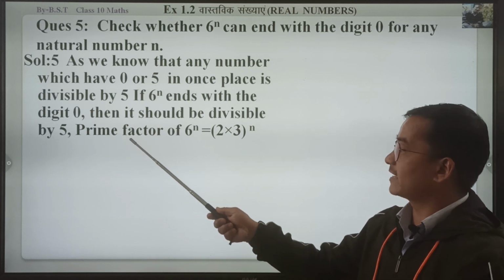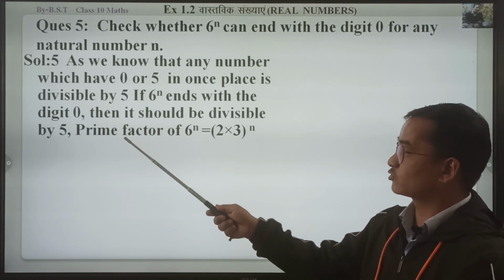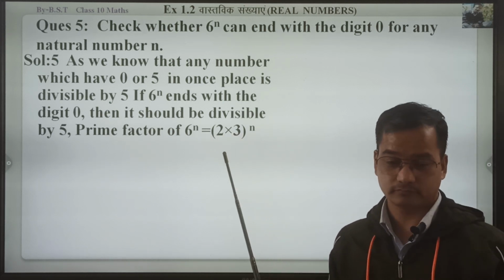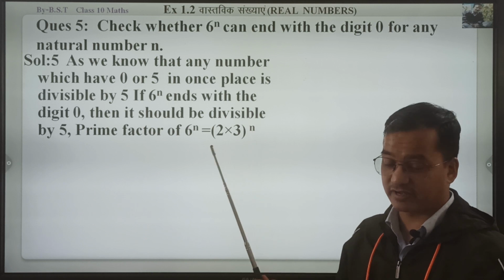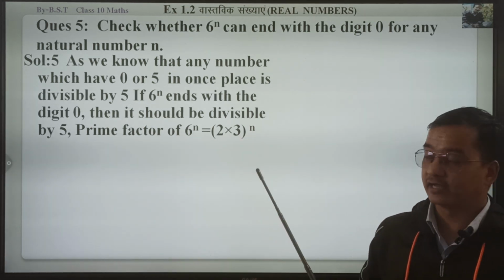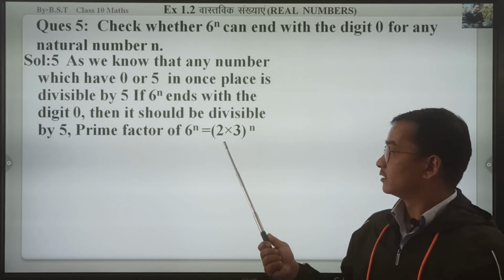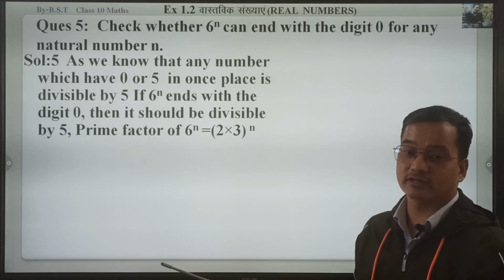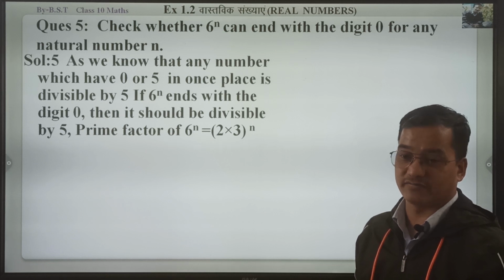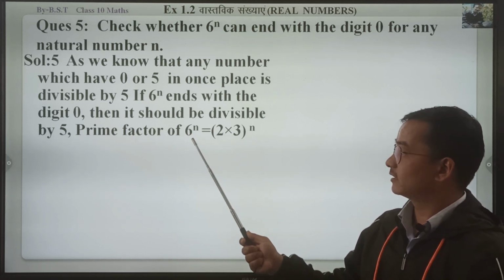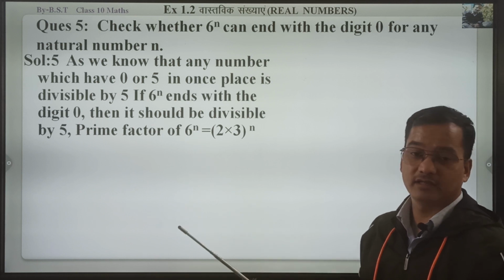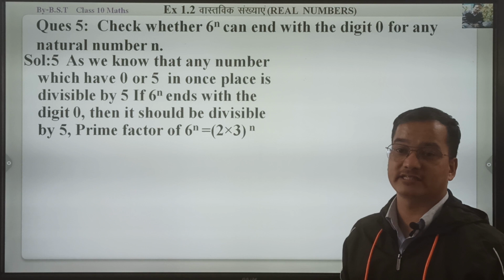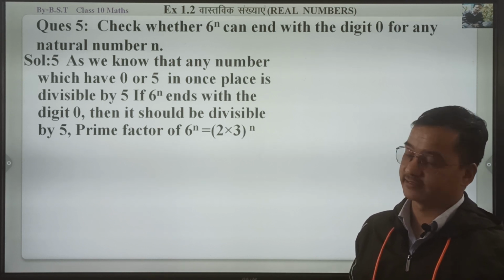When we factorize 6 की power n in terms of prime factors, we get 2 into 3 की power n. And if there are only 2 and 3 in the prime factors of 6 की power n, it means there is no prime factor 5. So this is not divisible by 5. If this is not divisible by 5, then we can say there is no 0 in the one's place.